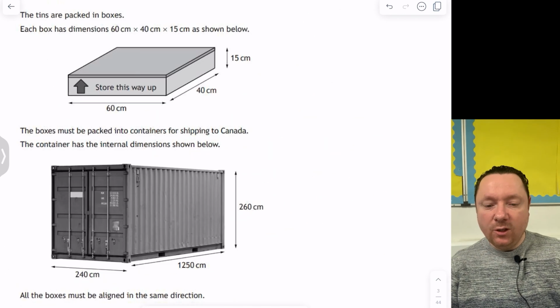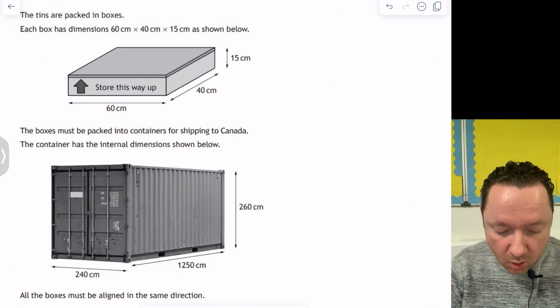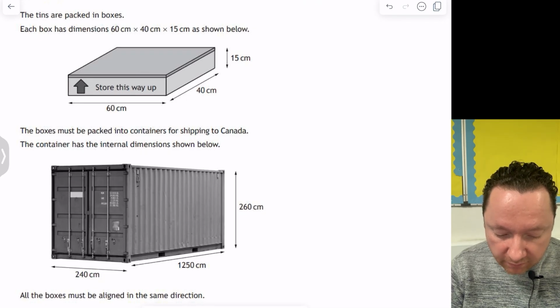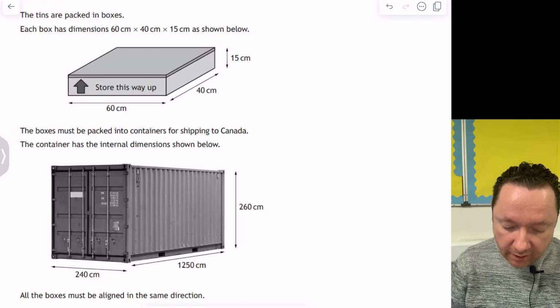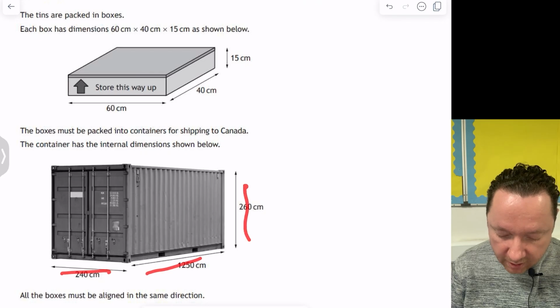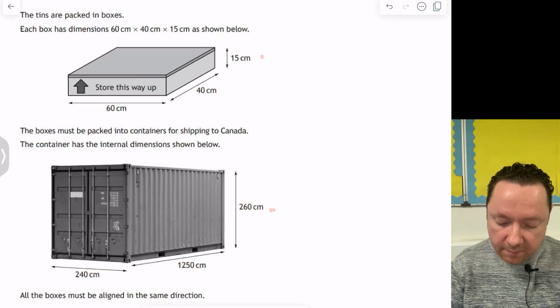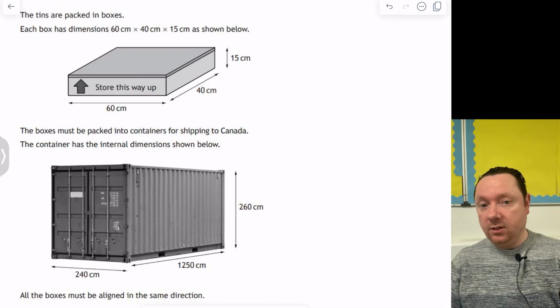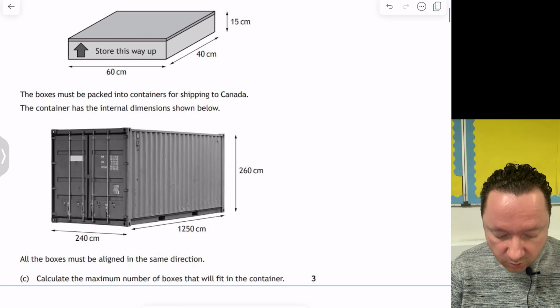And we're done there. Question 9 continued for 2018 paper 2. The tins are packed into boxes. Each box has a dimension of 60 by 40 by 15 as shown, and we have to store it this way up. And they're going to be put into a shipping container, and the internal dimensions are 240 by 1250 by 260. Just first thing to check with box packing, are the units the same? If not, you need to make them the same, 100 centimetres in a metre, 10 millimetres in a centimetre, and so on. But if they are the same, so we're fine.